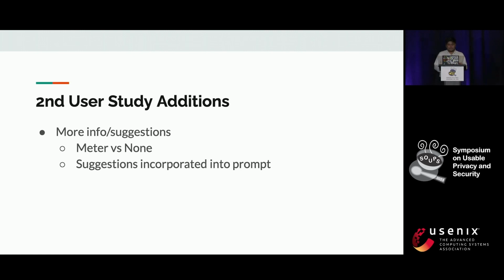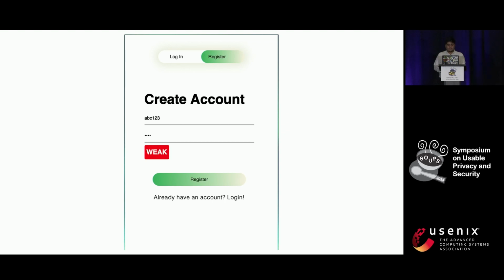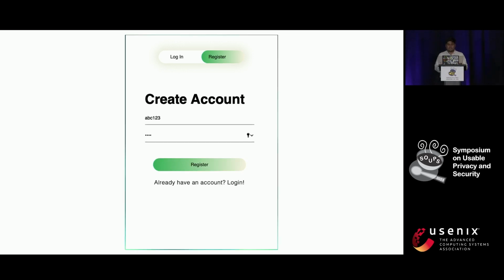So initially we had this condition from the first study where, whenever they were making their password, there was a password meter present, which indicated the strength of their password. But for this second user study, we also added the condition where there was no password meter, and so whenever they were creating their password, there was no indication of how strong it was.